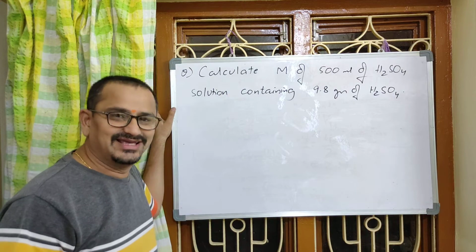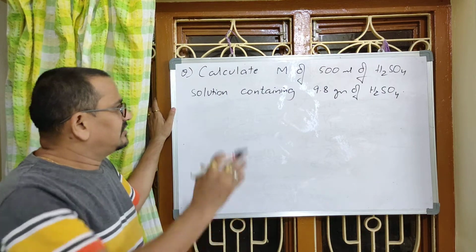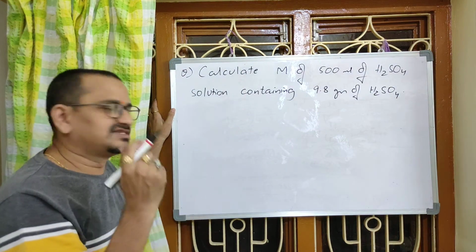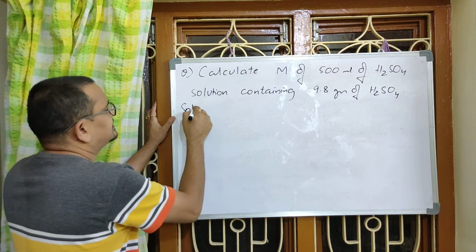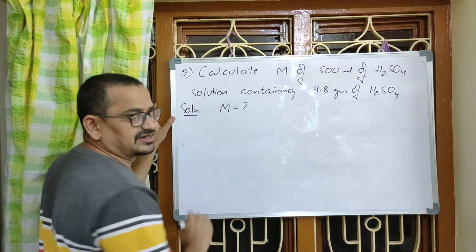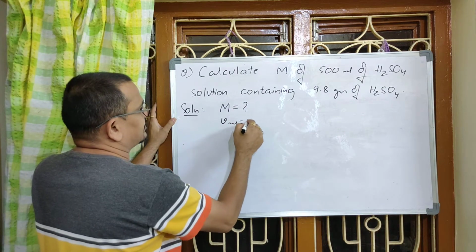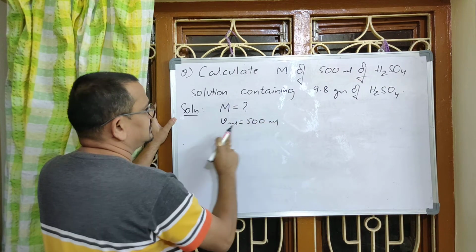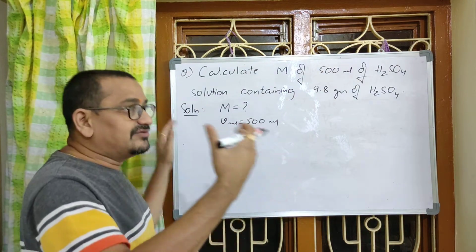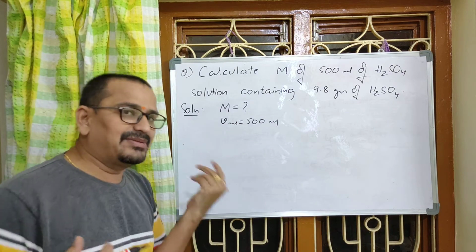What I told you already, when a numerical is given, don't freeze, please. Okay. You observe what is asked and what is given. First step is what is asked to find out. Molarity is asked to find out. And what's given? Volume, V ml is given, 500 ml. See, as it is given in ml, I am using small v. Some notation we have to make a habit of expressing: small v means it is milliliters, capital V means liters.